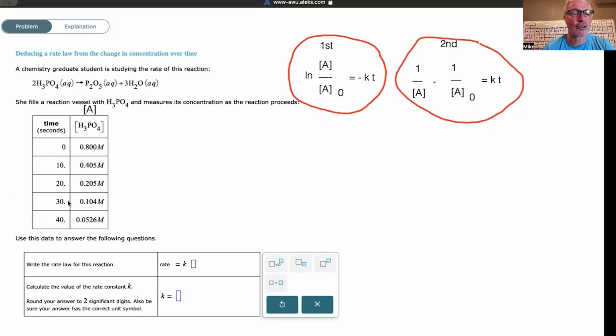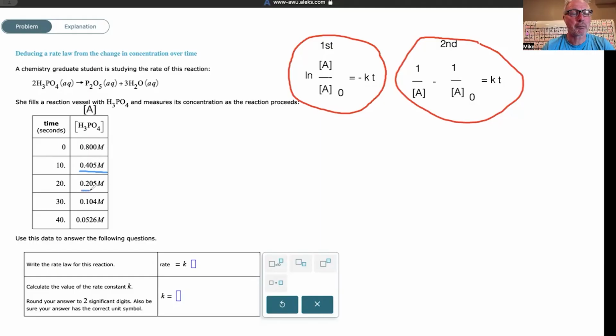I think this is first order, and let me tell you why. First order equations have a constant half-life. So what's the half-life of this? I don't know. It went from 0.8 to 0.405. That's not perfectly half, but almost, at 10 seconds. That means that the half-life there is a little bit more than 10 seconds.